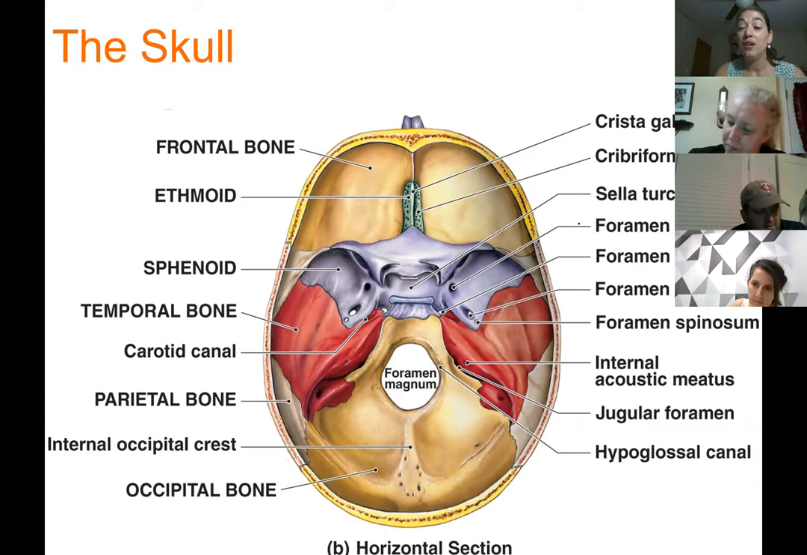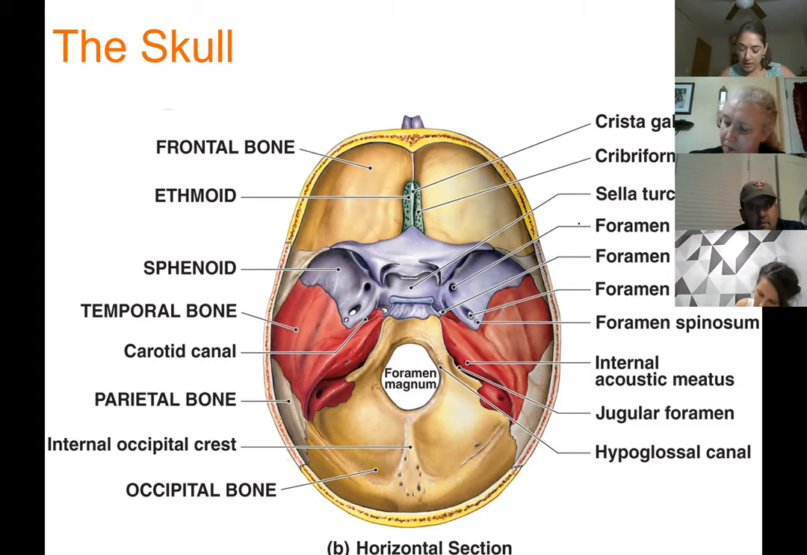Turkish horse? Super close. Turkish something has to do with horse. Saddle. Turkish saddle. That's right. Sella turcica. So the sella turcica is made up of three regions.